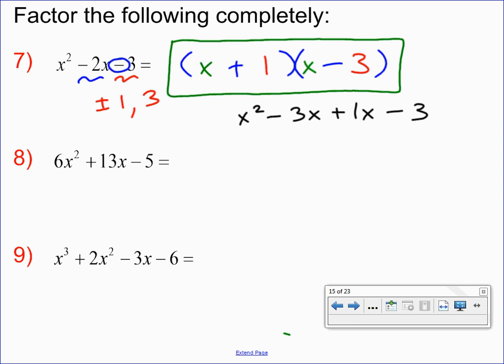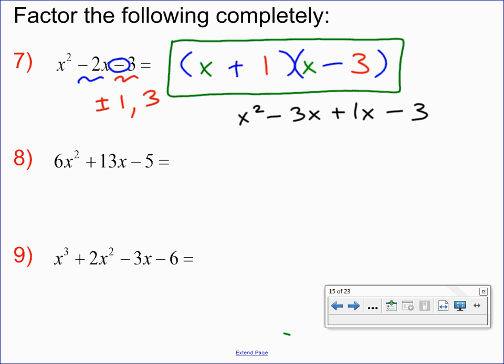No. Is 6 a perfect square number? Is 5 a perfect square number? No, and so this isn't a special pattern, which means that we're stuck listing the factors of the first and the factors of the last. This is the hardest kind, where we must consider the interplay of the outside product and inside product such that they sum to create that middle term of 13.